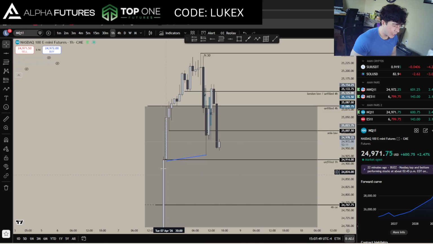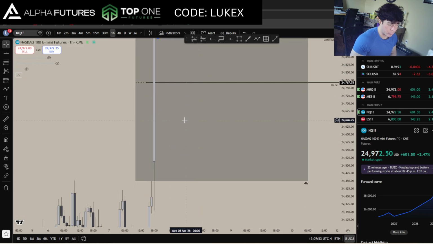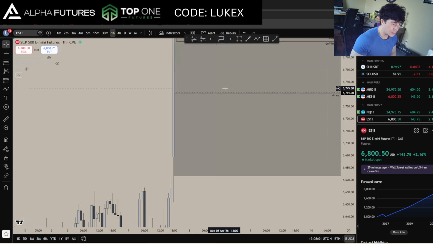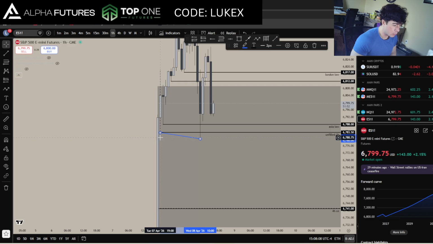So as you can see, NQ fails to fill this 1-hour unfilled. So within the 4-hour, we have an unfilled 1-hour. You can see NQ fails to take it out right here, and it fails to sweep out this 7 p.m. candle. And if you look at ES, it fills this 1-hour, and it also sweeps that 7 p.m. candle. And we have a bullish SMT within a higher time frame 4-hour gap.